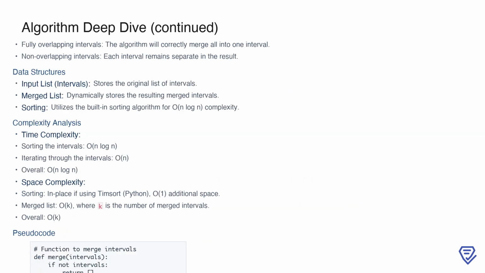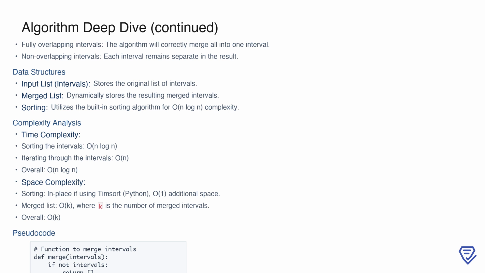This algorithm is designed to handle various scenarios effectively. For fully overlapping intervals, it correctly merges all of them into a single interval. For non-overlapping intervals, each one remains separate in the resulting list. To achieve this, we use a few key data structures. The input list stores the original intervals, the merged list dynamically stores the merged results, and sorting is performed using an efficient built-in algorithm like timsort, which operates in O(n log n) time.